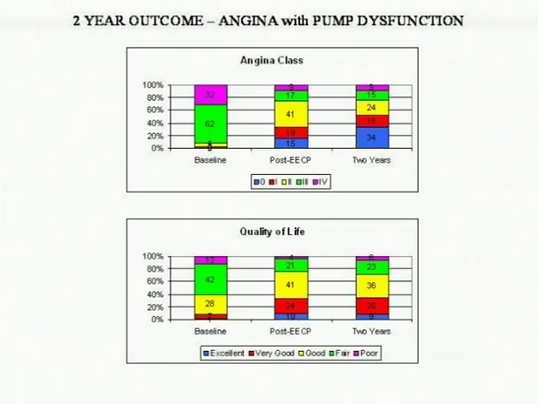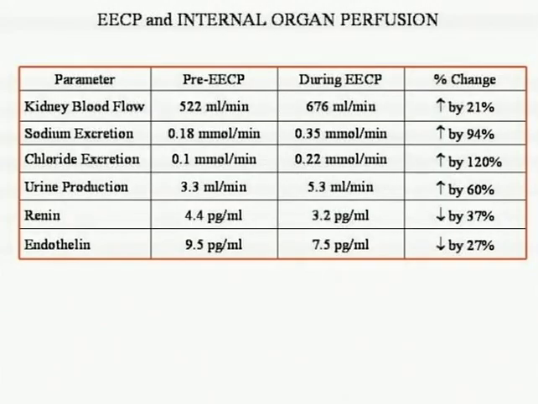We've been talking about ECP improving coronary perfusion. But why shouldn't ECP improve perfusion or blood flow to the other organs of our body? And indeed, it does. Blood flow to the kidney increases by 21%. Sodium and chloride excretion from the kidney increased by 100%. Urine production increases by 60%. Any of you who have undergone ECP know this.